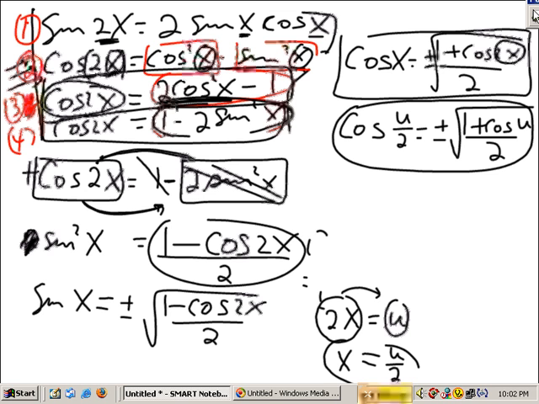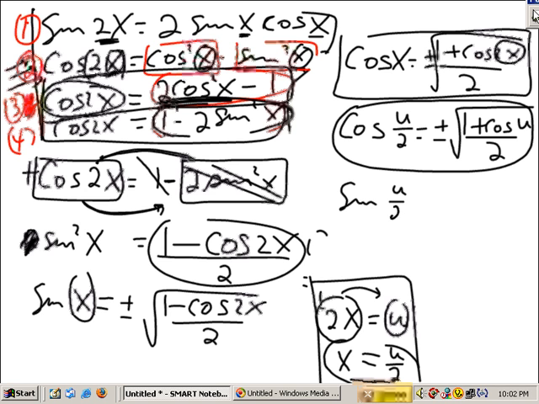So now I'm going to make this substitution. I'm going to write the formula right here. Instead of x, I write u over 2. Instead of x, I have every right to put u over 2. Equals plus or minus the square root of 1 minus cosine of 2x. But 2x is u, divided by 2.